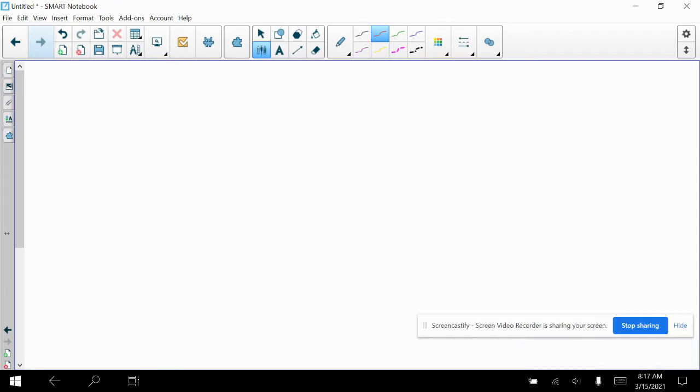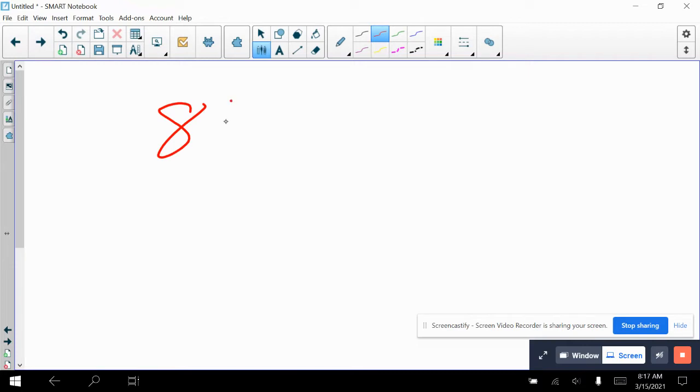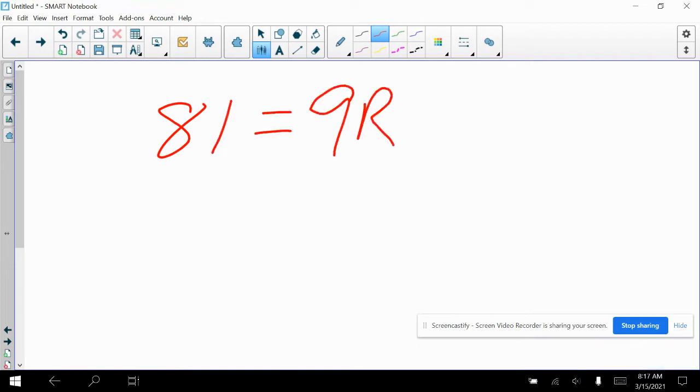We'll start off easy here. Okay, 81 is equal to 9r. Again, the first thing you're going to want to do is identify what kind of an equation it is. That would be a multiplication, so we're going to divide.